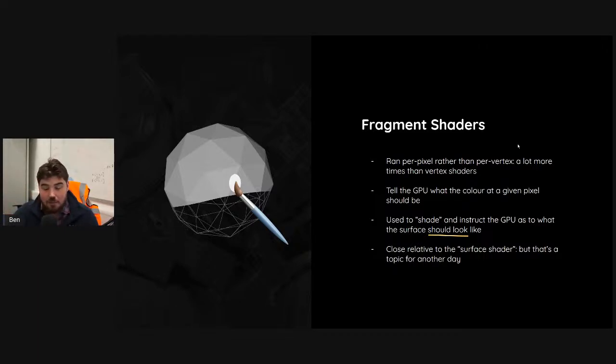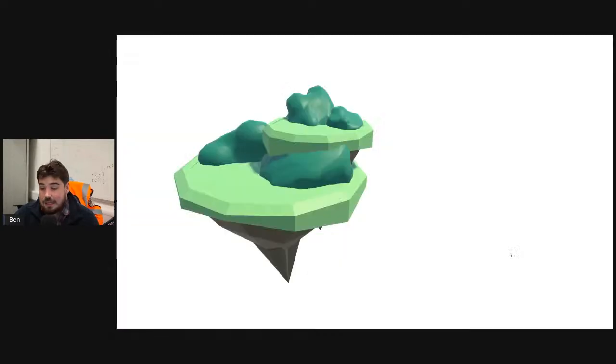We can use that input data and create some kind of color with it. That's all a fragment shader is, it's literally what the surface should look like. We use fragment shaders to shade and instruct the GPU as to what the surface should look like. It's very similar to something called a surface shader, which we might touch on in the shader graph part of this talk. But that is another topic for another day.